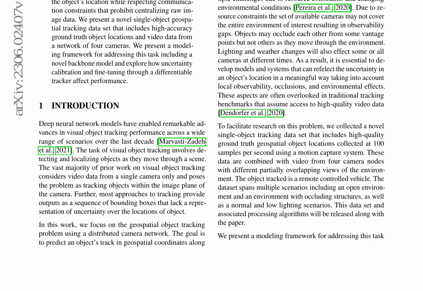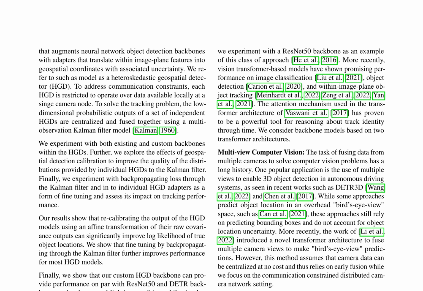geospatial tracking problem. The authors then introduce their custom dataset, which includes high-accuracy ground truth object locations collected at 100 samples per second using a motion capture system, combined with video from 4 camera nodes with different partially overlapping views of the environment. This dataset spans multiple scenarios, including an open environment and an environment with occluding structures, as well as normal and low lighting scenarios.